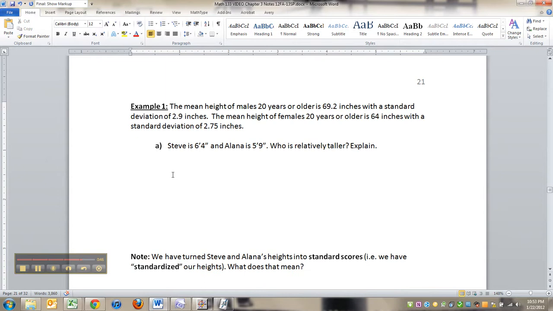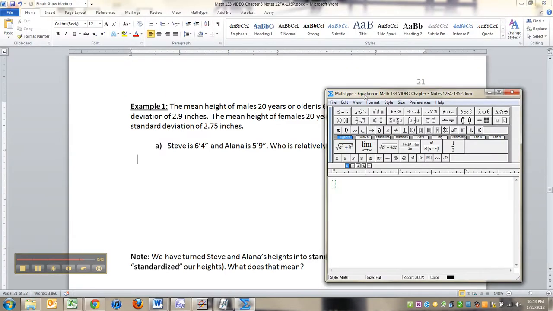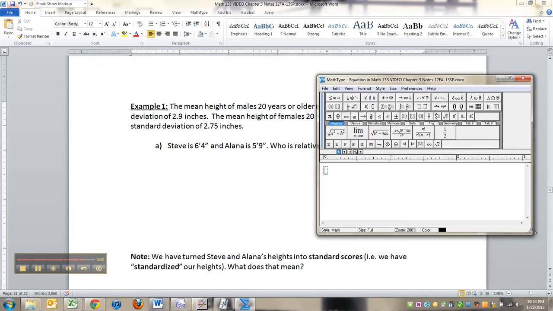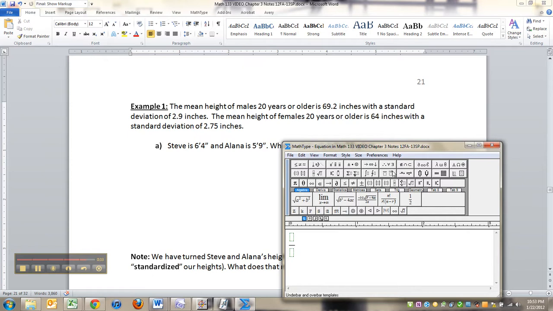Now, suppose we have Steve, who is 6'4", and Alana, who's 5'9", and we want to know who is relatively taller. Now we know who is absolutely taller. Steve is, right? Because he's taller than Alana. So we want to find out how tall Steve is in relation to the rest of the group. Now Steve is 76 inches tall, minus the mean for men, which is 69.2, divided by the standard deviation for men, which is 2.9.